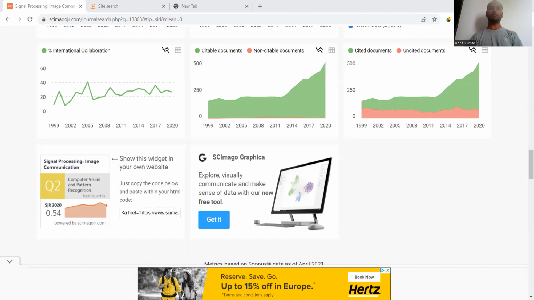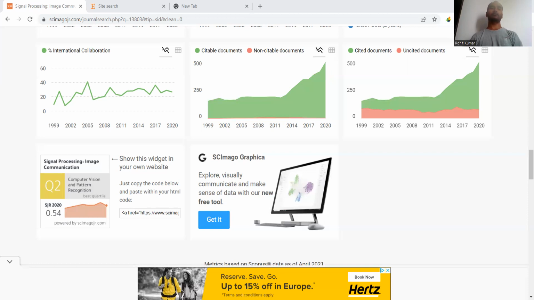Additionally, you can switch your publisher also. If you are not happy with Elsevier, then you can switch your publisher and try SPIE, Springer, IEEE, or Wiley. You can go for MDPI, you can go for the Optical Society, etc. So in this way, different sorts of options are available.